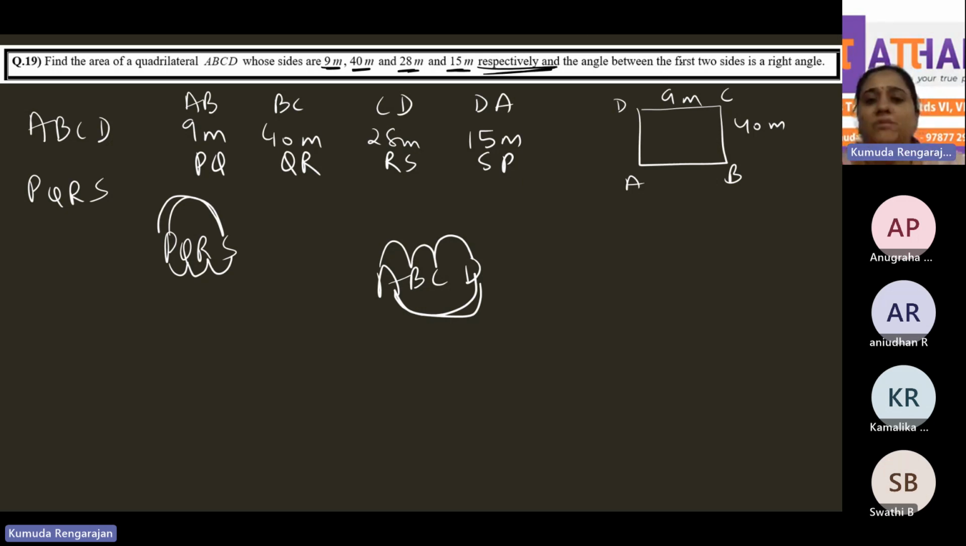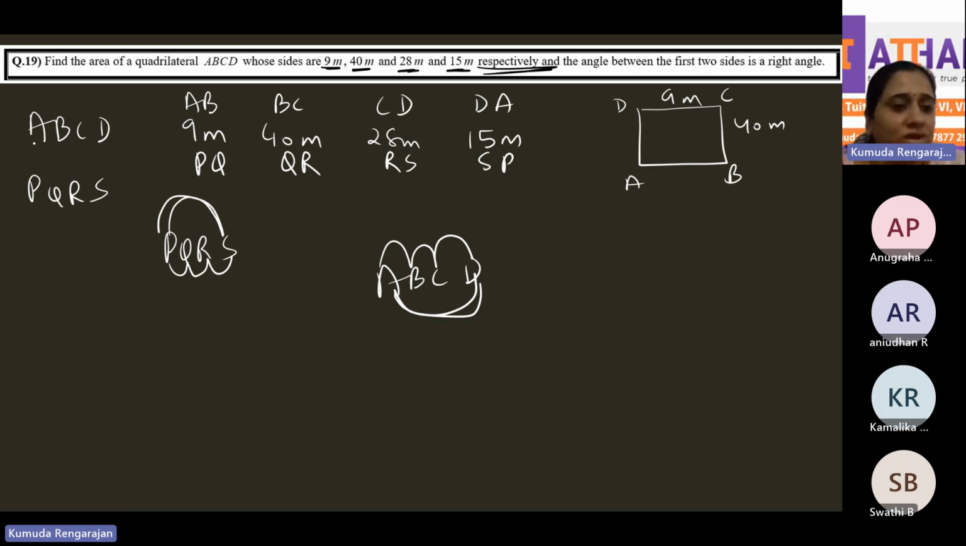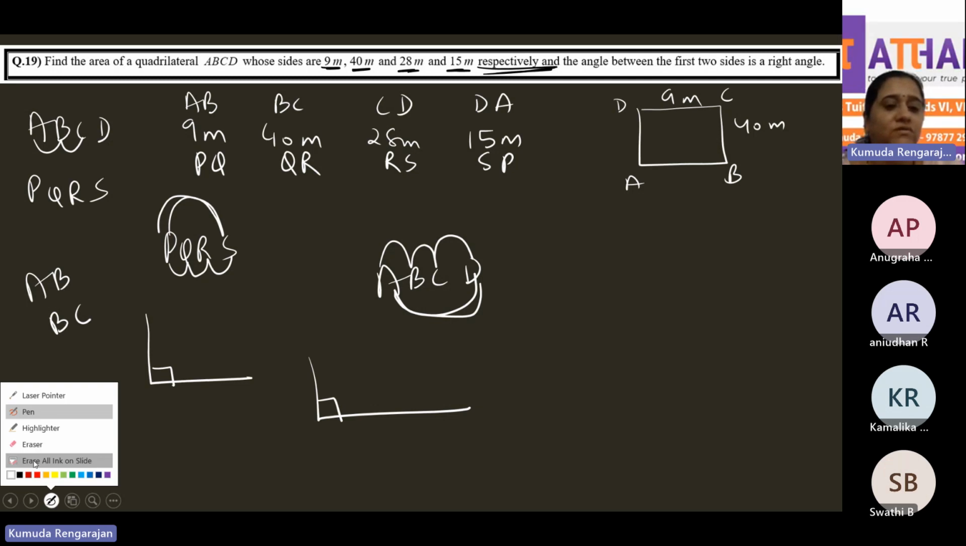And what is given? The angle between the first two sides is a right angle. Which are the first two sides? AB and BC. AB is the first side, BC is the second side. The angle between these two is a right angle. This is 90 degrees, the angle between the first two sides. All this you should keep in mind before making the figure.